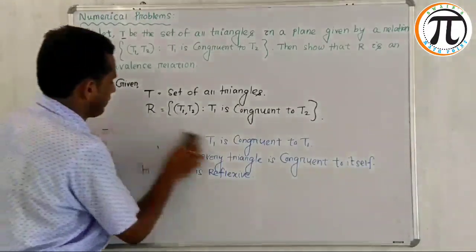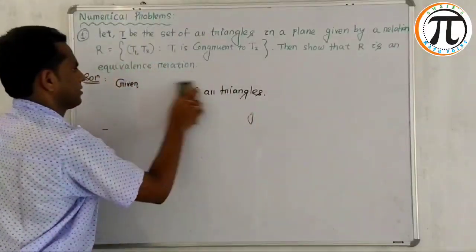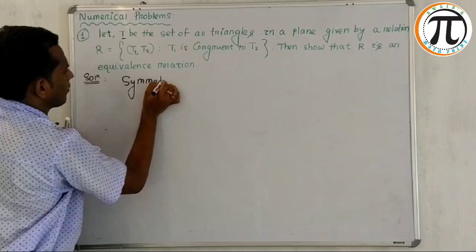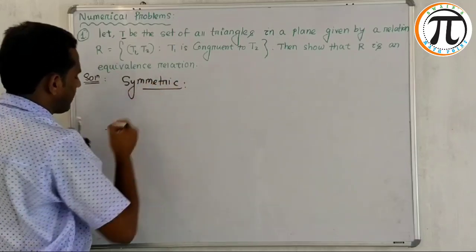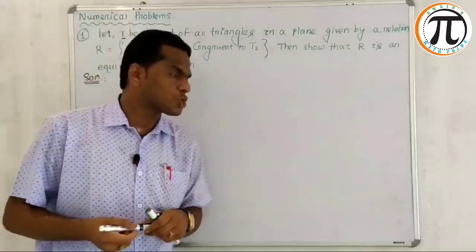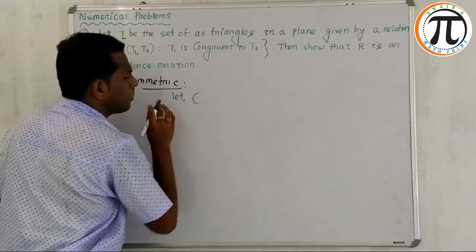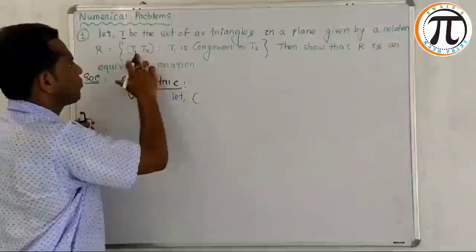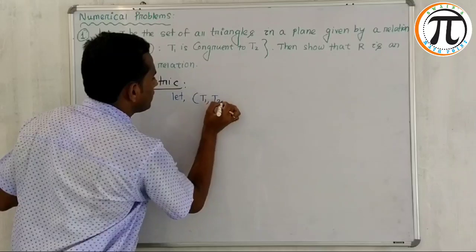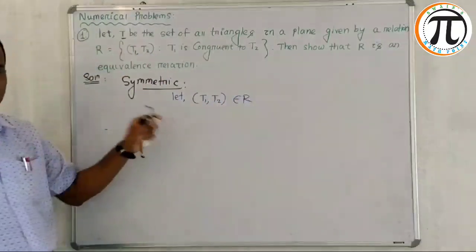Next we will discuss symmetric. What is the definition of symmetry? If AB belongs to R, then BA must belong to R. So let AB belong to R, meaning here A is T1 and B is T2. So let T1, T2 belong to R.